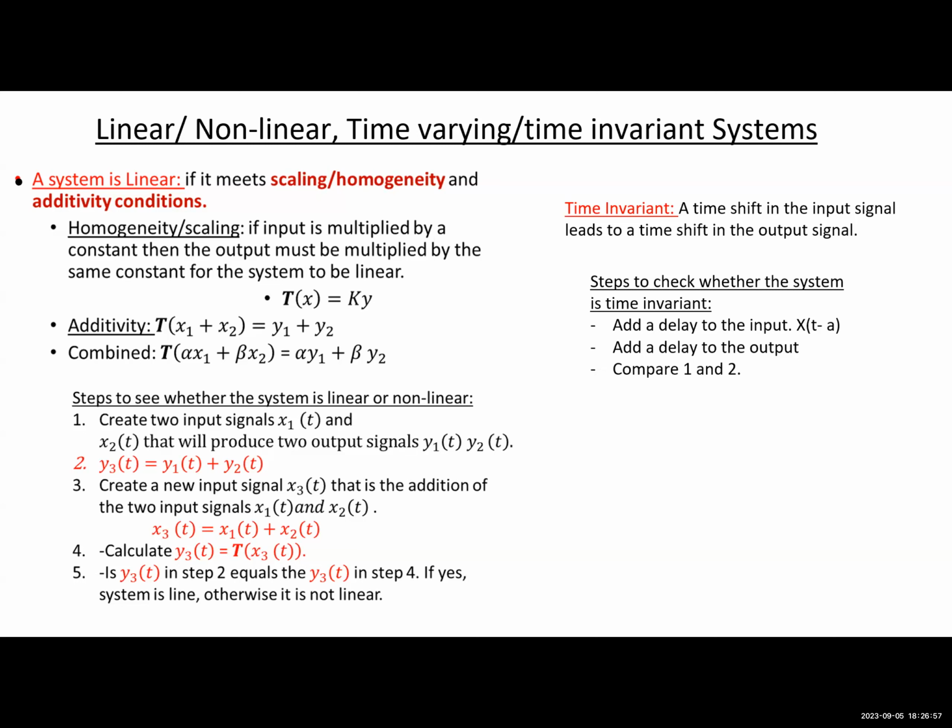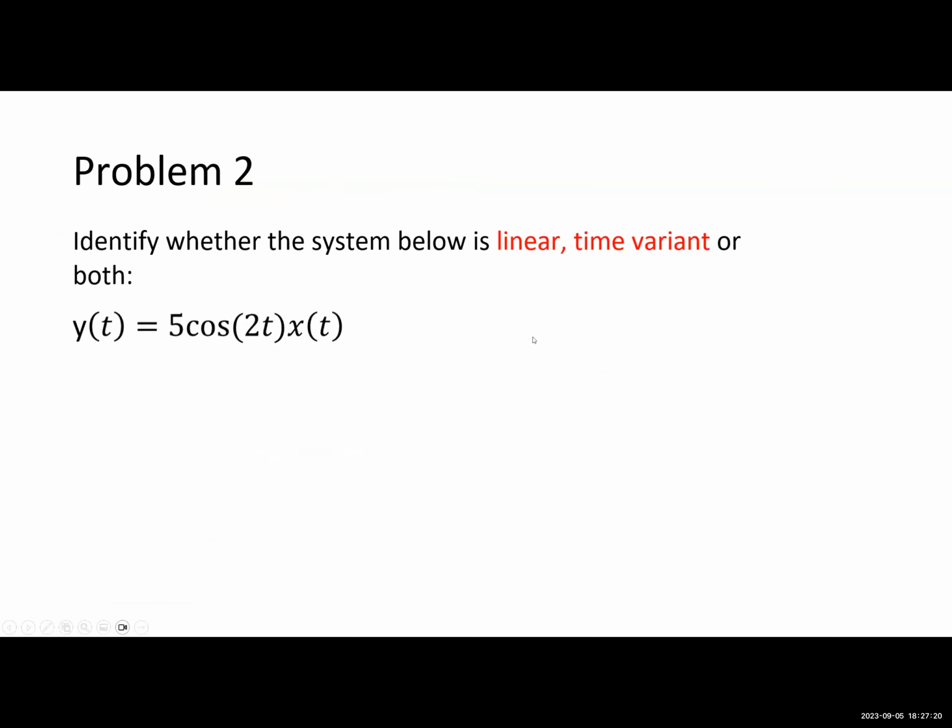For an LTI system, you also have to show that the system is time invariant, which means that a shift in the input signal is going to lead to a shift in the output signal. In order to prove this, you add a delay to the input and a delay to the output. If they're equivalent, you have a time invariant system. So let's jump into a problem. We're going to identify if the system below, y of t equals 5 cosine of 2t times x of t, is linear, time variant, or both.